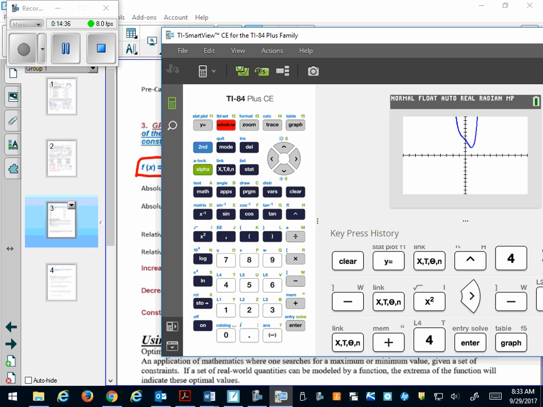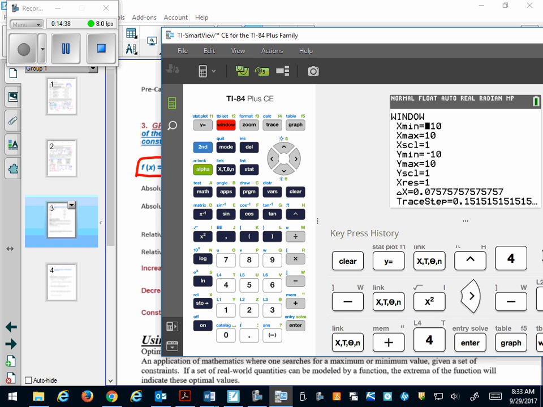So here's your window button. Notice in my window button, my x minimum is at -10. Does everybody understand what this window does? Think of it as if I handed you an actual physical piece of graph paper and said graph this.